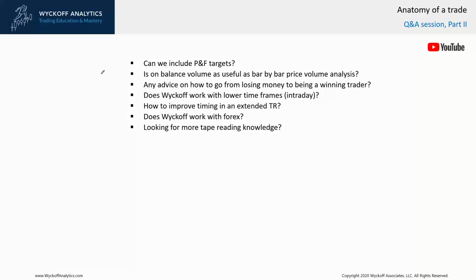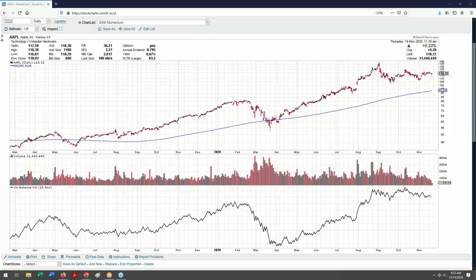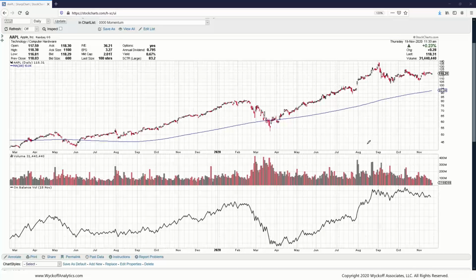Let's go to the second one. Is on-balance volume as useful as bar-by-bar price analysis? That was on the latest videos on tape reading. And my answer to that actually was, well, you use on-balance volume, I use the bar-by-bar. I kind of didn't want to go into a big explanation on this, but there are definitely some differences.